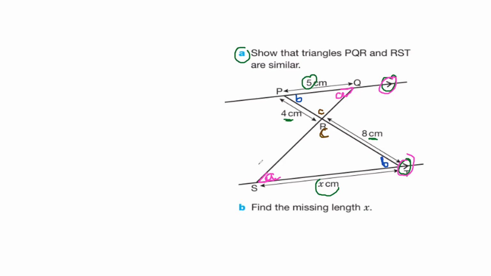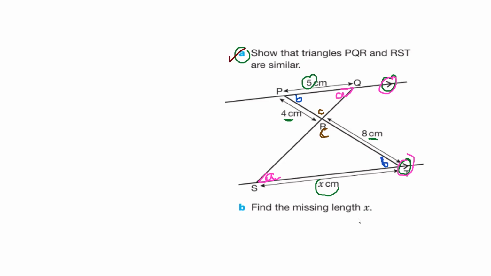Okay, this is the first part of the problem, because three angles: angle A in the upper triangle equals angle A in the other triangle, the bigger triangle, angle B equals angle B, C equals C. So I have three angles equal to three angles in a different triangle. So these two triangles are similar. That's part A. For part B, I want to find the missing length.